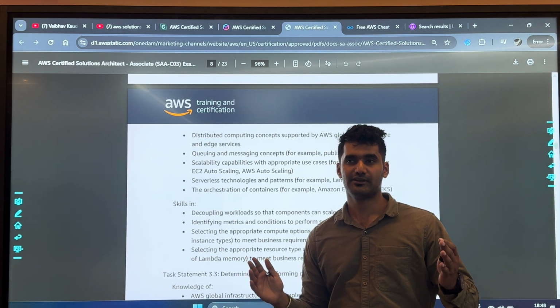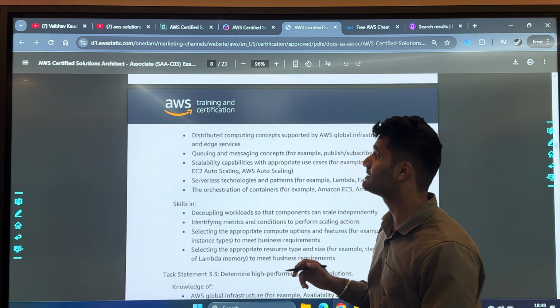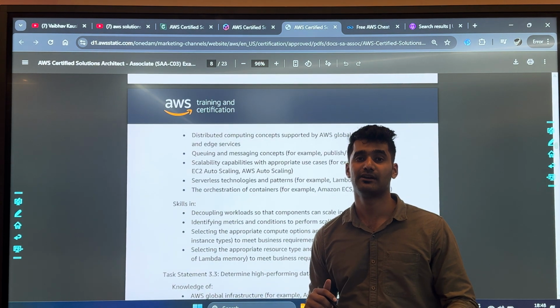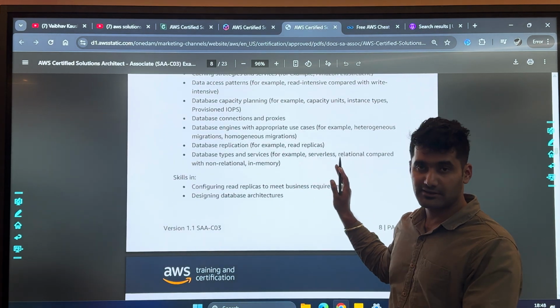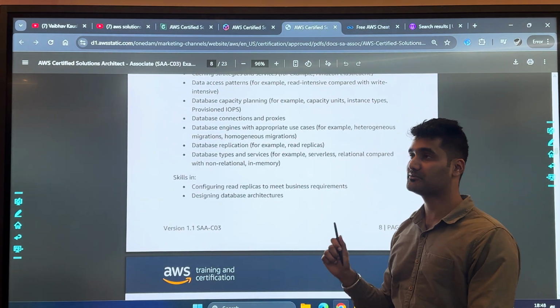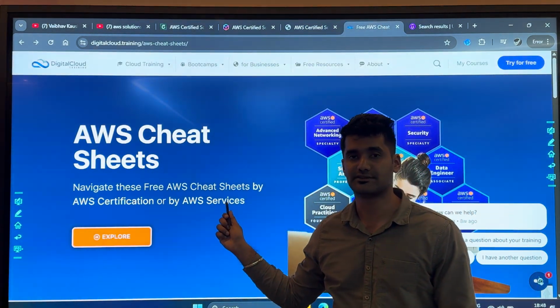In this course, you have to learn about 50 plus services from AWS, and for some of the services you have to do a deep dive to actually pass this certification, right? So it's a lot to learn, right? So what should you do? So what I have done, I have followed these cheat sheets.